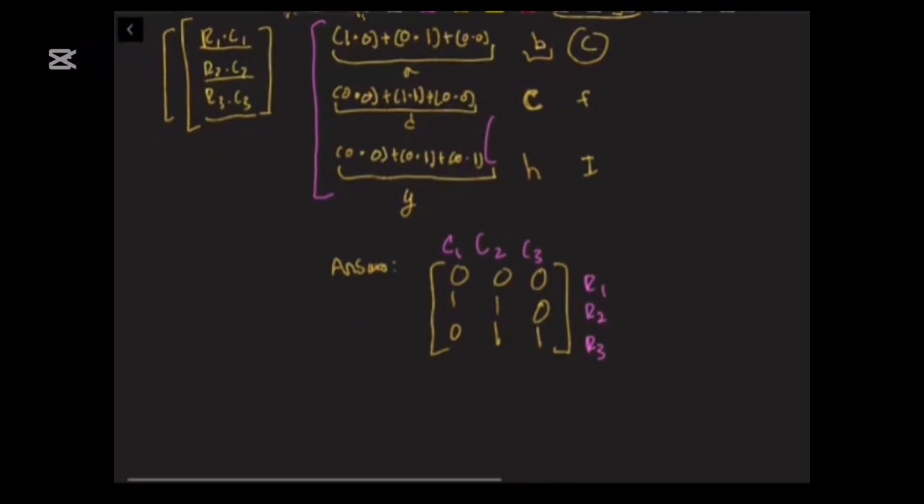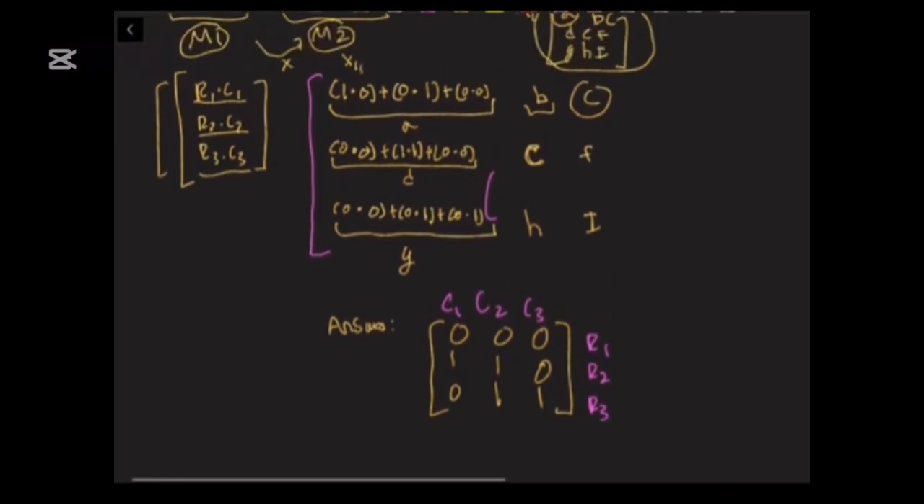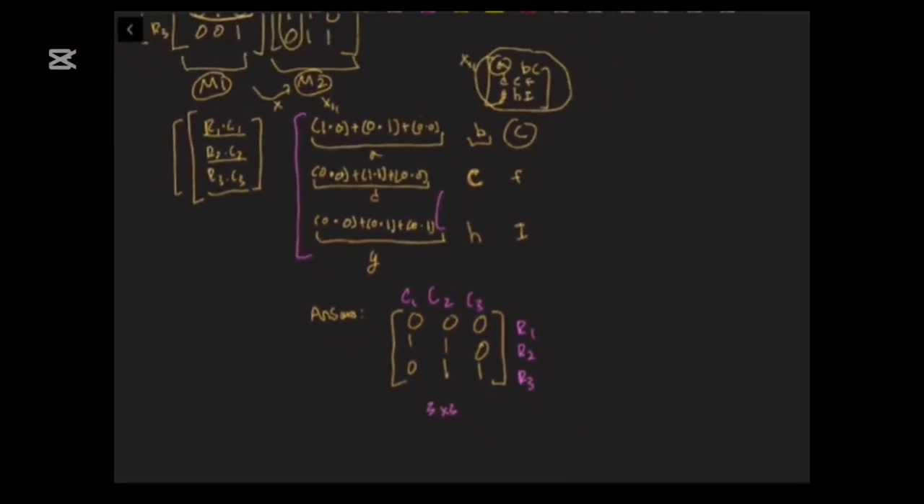So this is the final answer we get. As you can see, we have column 1, column 2, and column 3, and then we have row 1, row 2, and row 3. Once you solve your matrix multiplication, this is also a 3 by 3 matrix. So when you solve your matrix multiplication, you should be getting this answer.